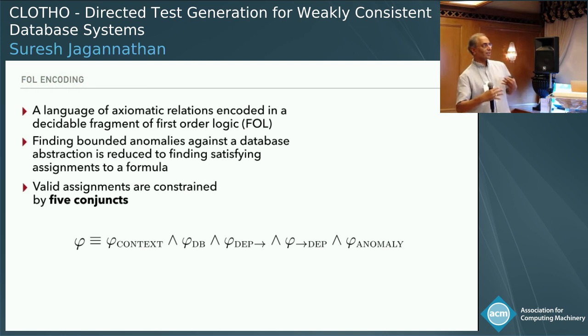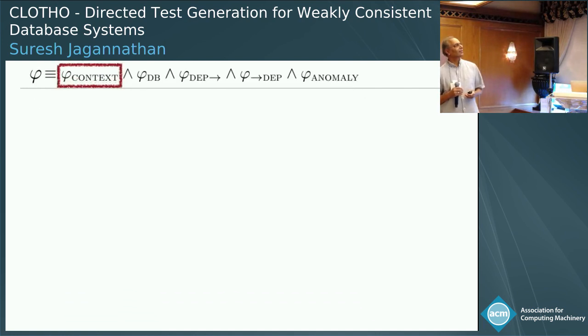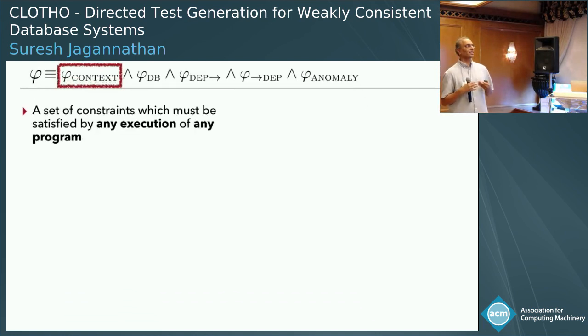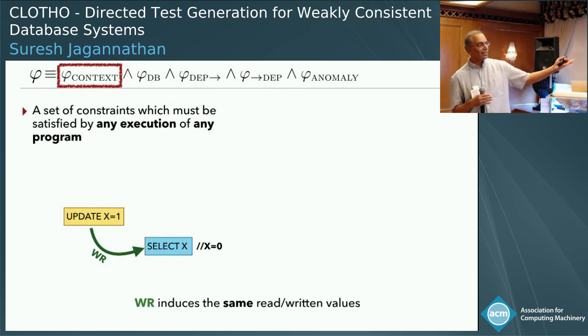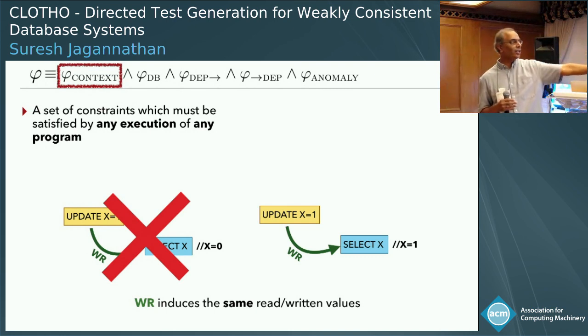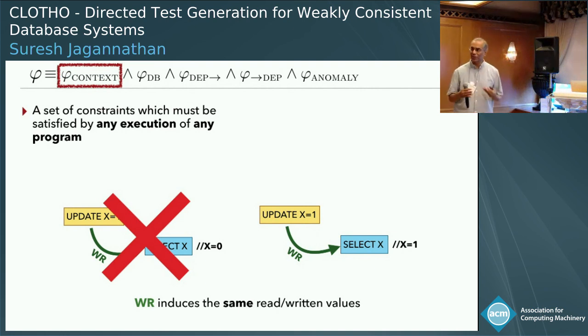So we build these large formulas that capture properties of systems. These include, and I'll talk very briefly about what these different structures are, the first structure, context, which says what constraints must be satisfied by any valid execution of a program. And these constraints capture classical program dependencies, right? So if I have an update of x to 1, and I have a select, and the select sees that update, then surely the value of x should be 1, right? It should not be 0, right? So that's a write after read dependence.